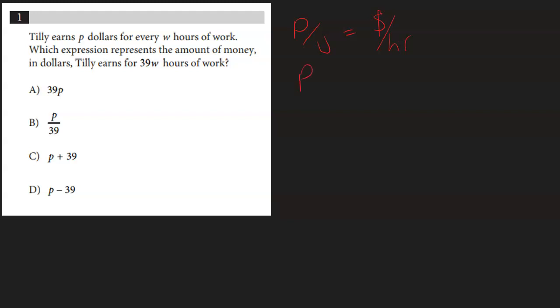So the way I would set this up is do P over W times 39W. And then these would cancel out. We'd be left with P39. And then that would be answer choice A.